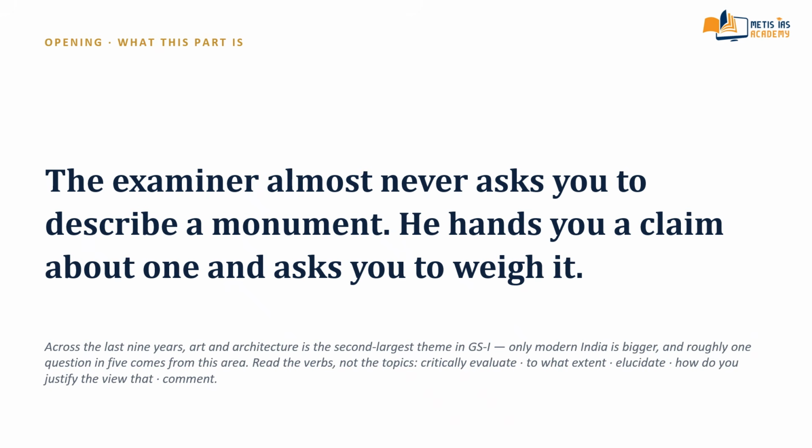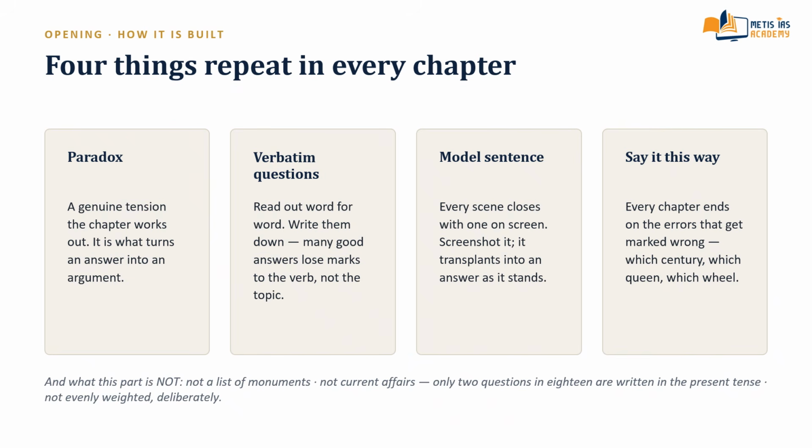So till now we discussed what this part is. The examiner almost never asks you to describe a monument. He hands you a claim and asks you to weigh it. So what we discussed are 4 things. The first one is the paradox, and the second is verbatim questions like critically evaluate, trace, discuss, etc.